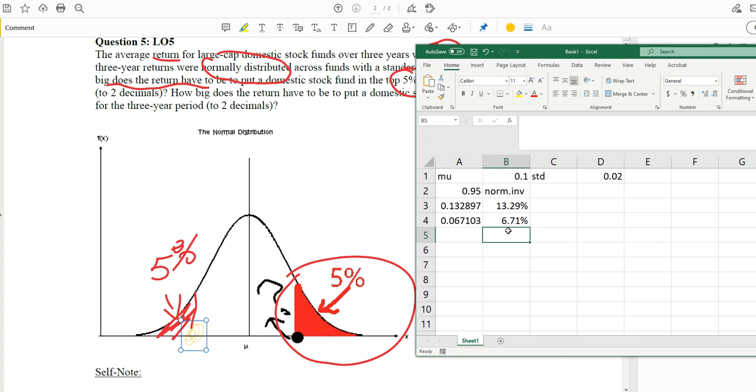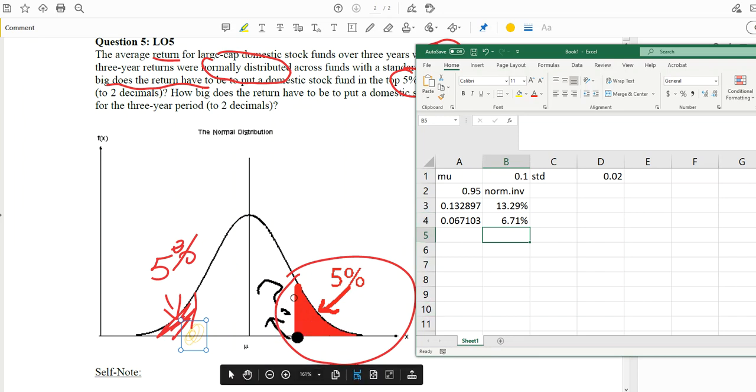That makes sense, right? If your return is lower, you should be in the bottom tier. If your return is higher, you will belong to the top tier. Therefore, in order to be in the top 5%, you have to have a return of at least 13.29%. If you want to be in the bottom 5%, your return has to be less than 6.71%. That is how we use the inverse operation to figure out the value of x given the probability, if the random variable follows a normal distribution.